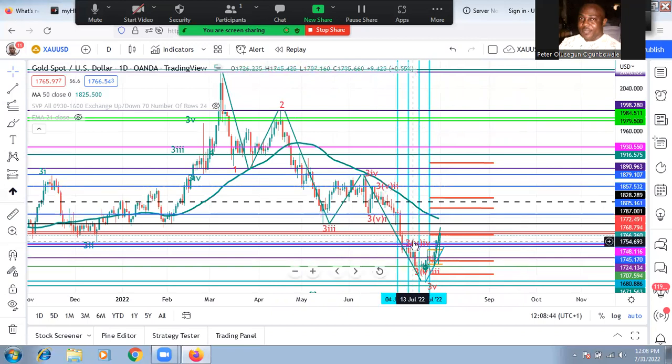So if that is the case, whatever it is, we don't want to see this level broken to the upside. This is a level we don't want to see broken to the upside. If this should happen, then it's something else. So this must not be broken to the upside.